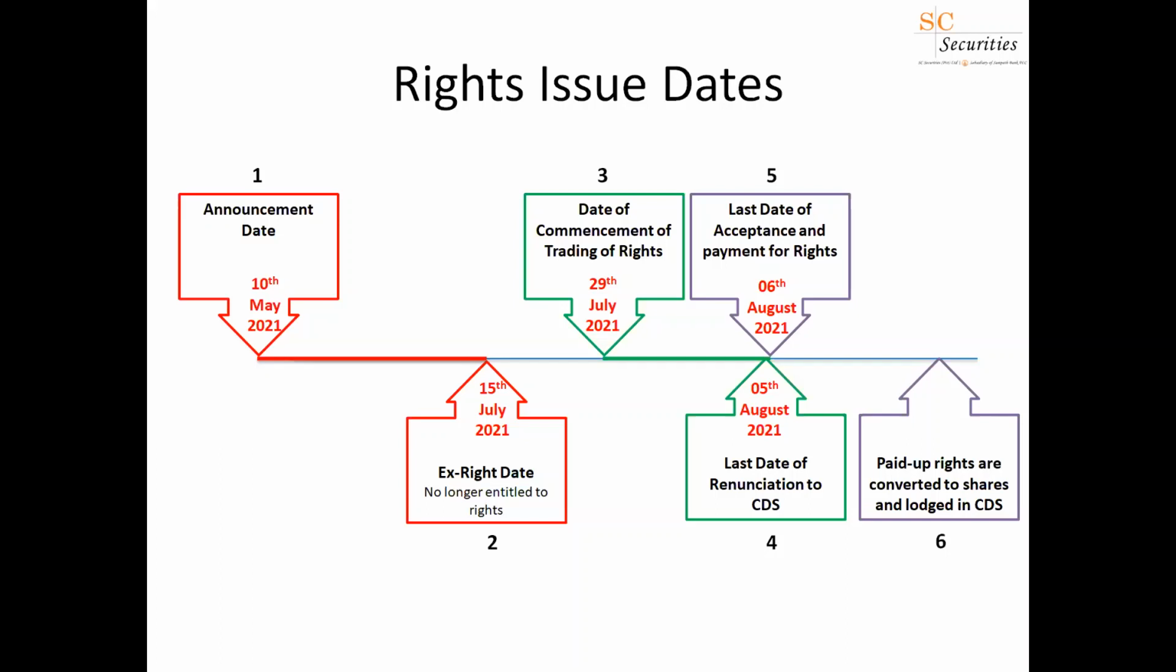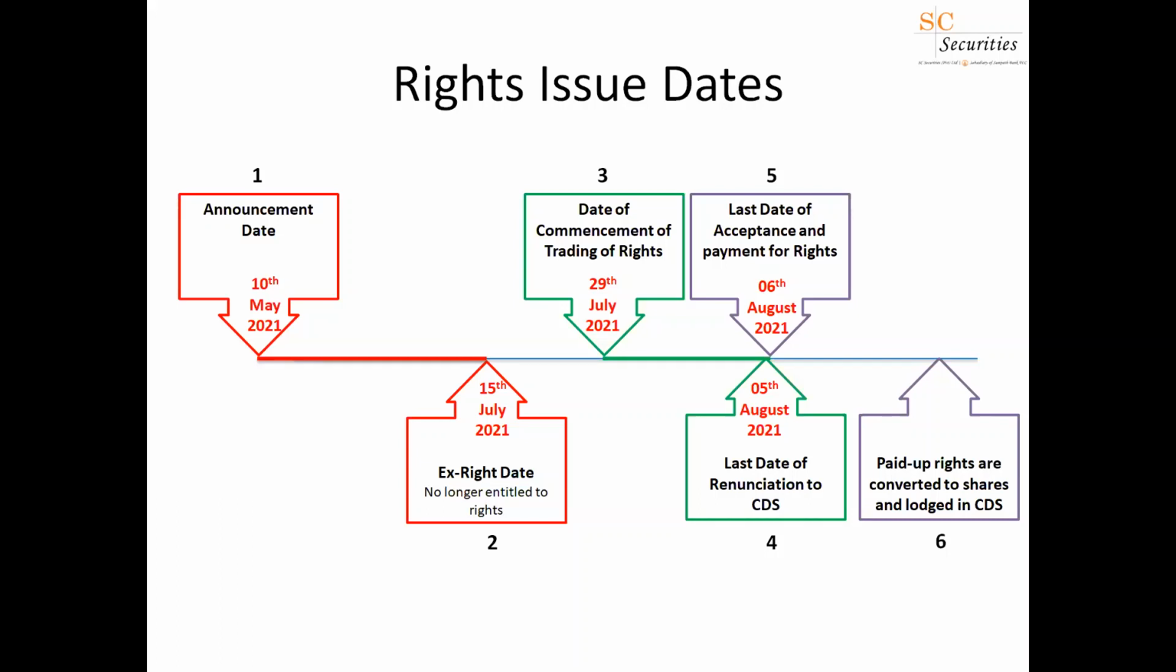Once you have made the payment for the right, after the last date of acceptance and payment, usually within 14 working days, the paid up rights would be converted into shares, and that will be lodged into the CDS. So your share balance in your account would go up by the amount of rights that you subscribe. So this is the timeline of a rights issue.